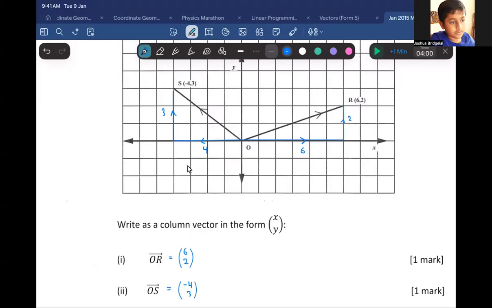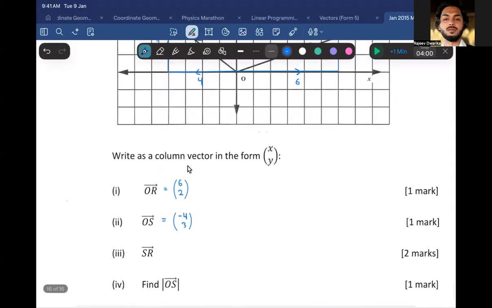Joshua, let me know if you're understanding everything so far. Yes, sir. Understand. Okay, nice. If at any point something is confusing you, don't be scared to unmute. Let me know.